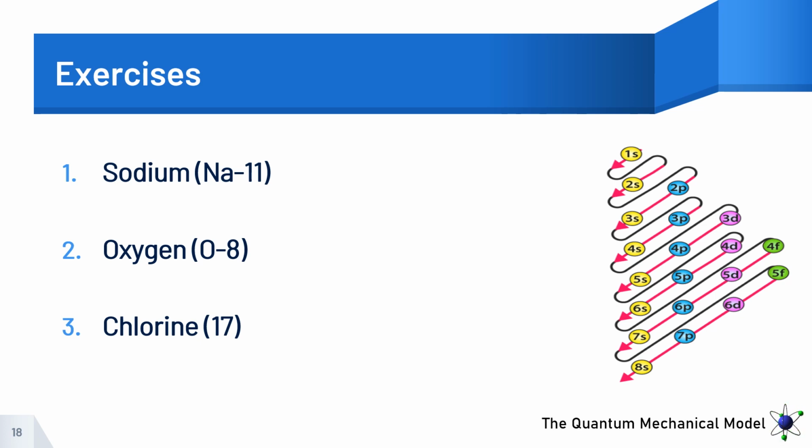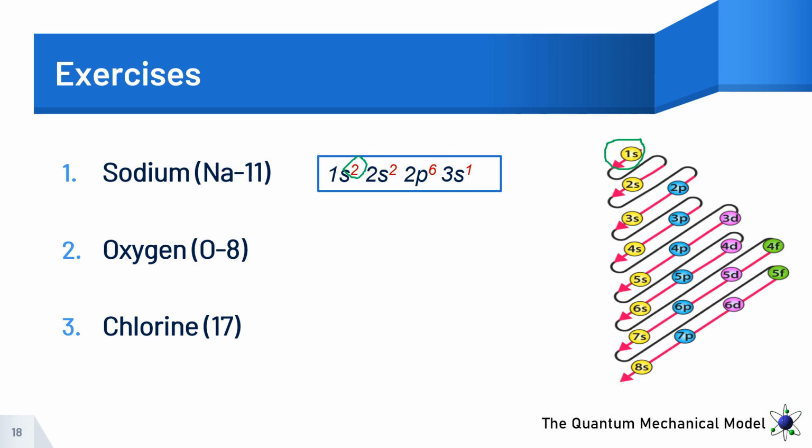Next, let us try to get the electronic configuration of the following elements. Let us first start with sodium. Since sodium has an atomic number of 11, therefore it has 11 electrons. So we have here the answer of 1s2, 2s2, 2p6, and 3s1. Again, how do we get that? So let us first start with 1s. The maximum number of electrons for s is 2.